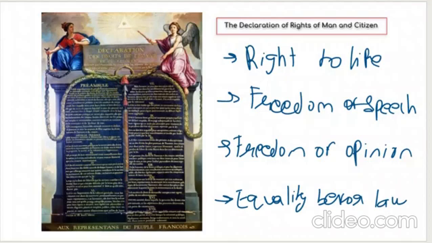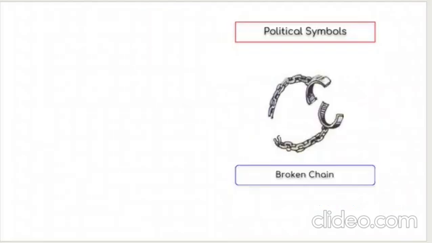Now, what was the people's reaction to the war? People were very enthusiastic and they sang some patriotic songs like the Marseillaise, right? And it is right now the national anthem also, correct? Now, after this was done, there were some political symbols of the government. Let's see them now. So the first political symbol was the broken chain.